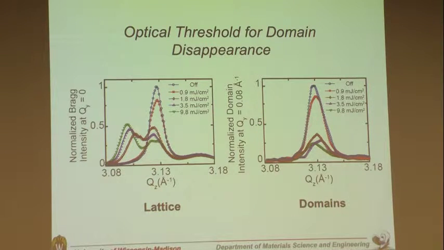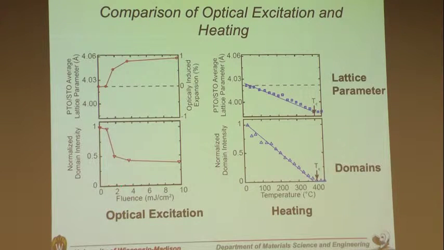And then I think you would say, what if you're just heating it up? If you heat it, the domains also go away because you get close to the phase transformation. This is the TC of the film. The lattice actually, though, contracts. So here's the domains going away as you heat it. Here's the lattice, but the lattice contracts. The optically induced effect causes the lattice to expand. So this isn't just changing the temperature. This is changing something about the way the polarization works inside the ferroelectric. So that's kind of fun.